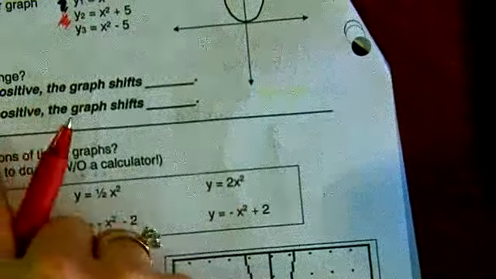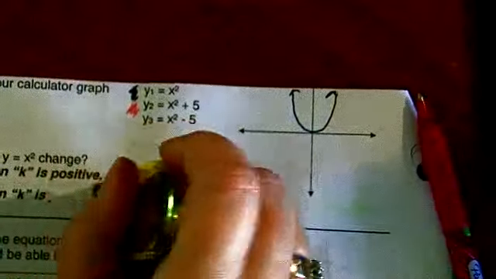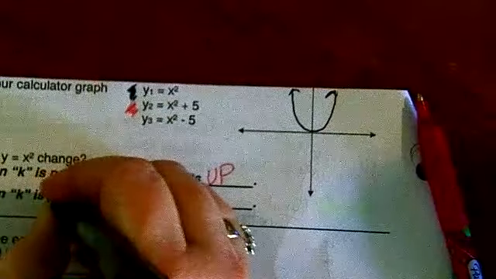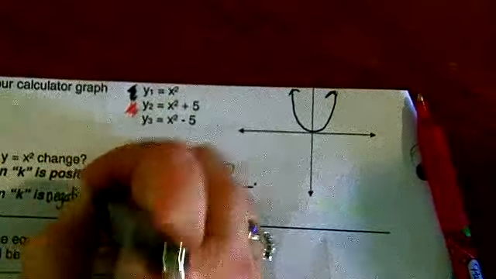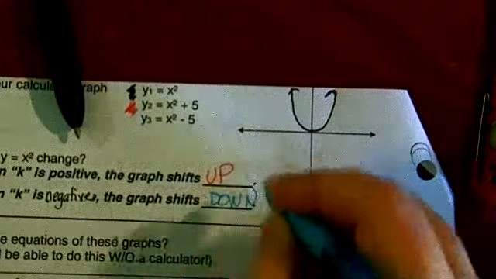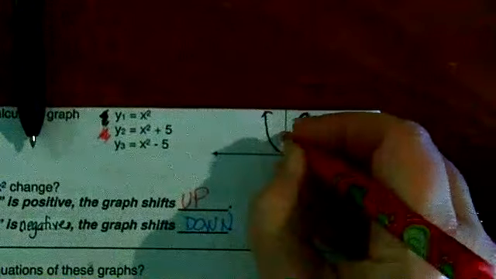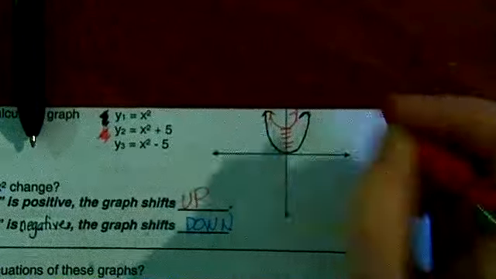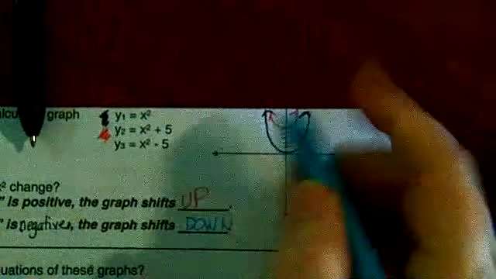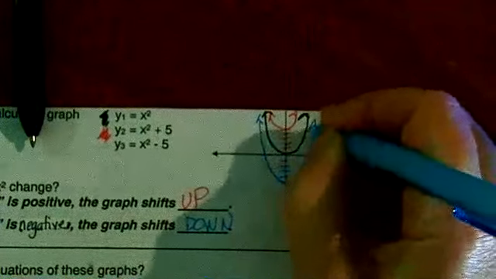So the plus 5, if k is positive, the graph shifts up. Typo. If k is negative, it shifts down. So here's x squared, 1, 2, 3, 4, 5. It's up there. 1, 2, 3, 4, 5 down. It's down there.